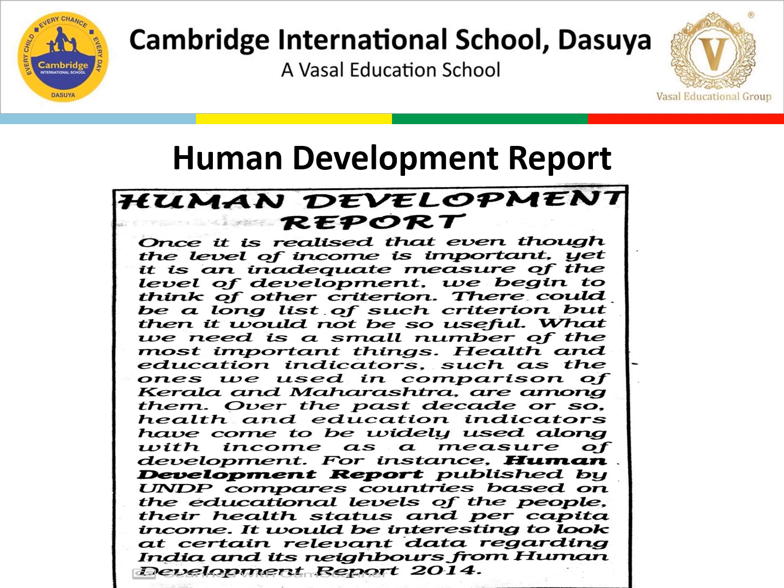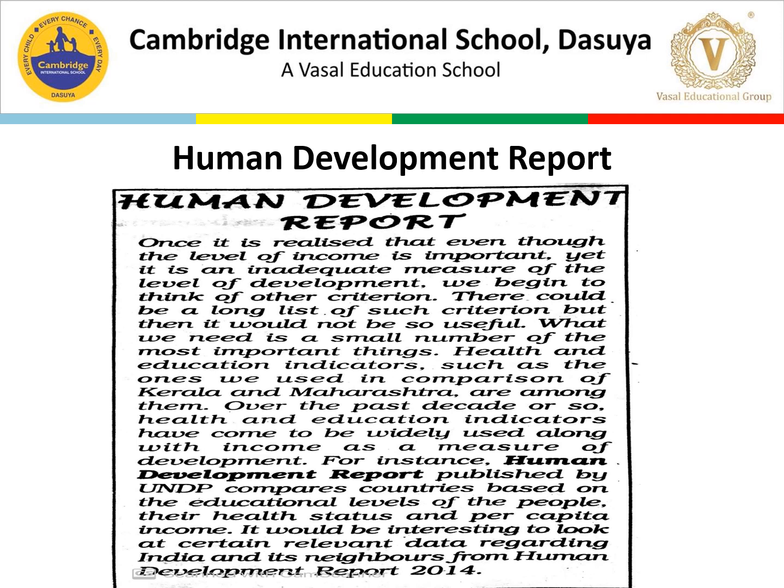Then their health status. So what is the health status of the country? If we compare India and America, or if we compare Canada, both America and Canada have better health status as compared to India. So this is the second criteria for measuring the countries on the basis of development. Next thing is per capita income. It would be interesting to look at certain relevant data regarding India and its neighbors from the Human Development Report 2014.